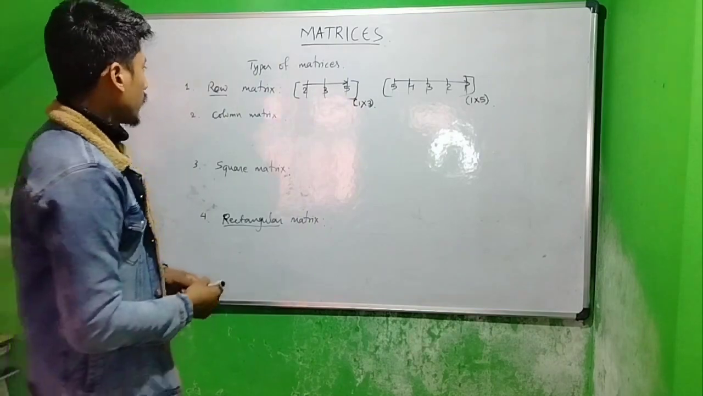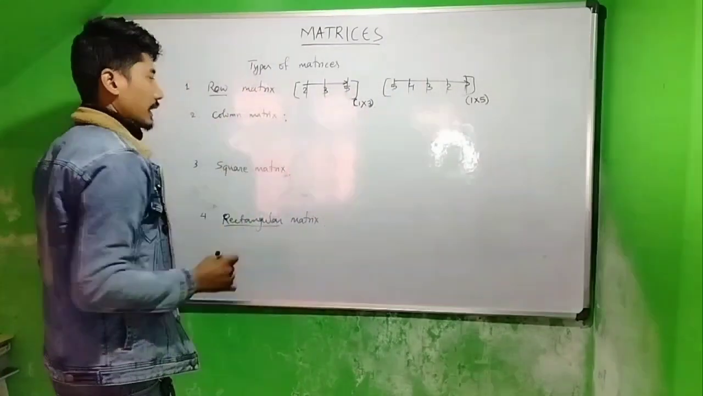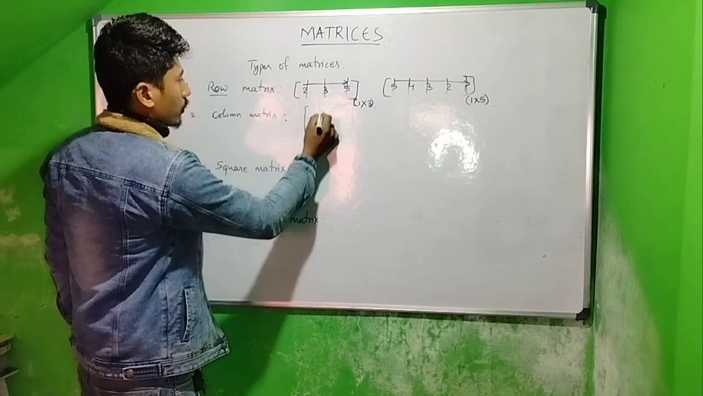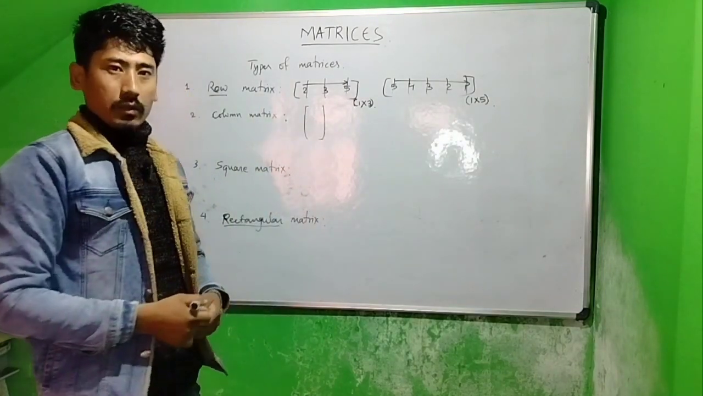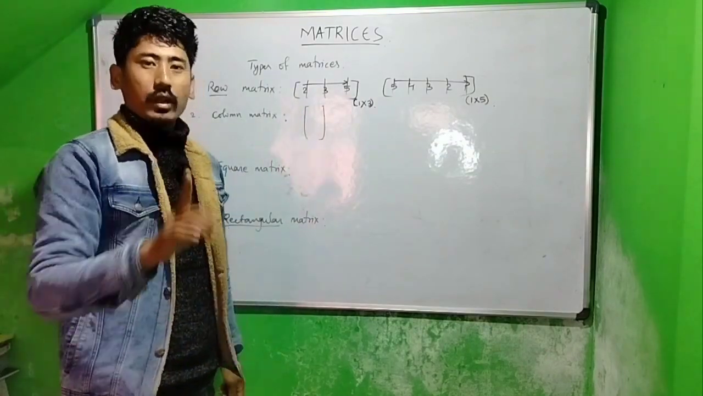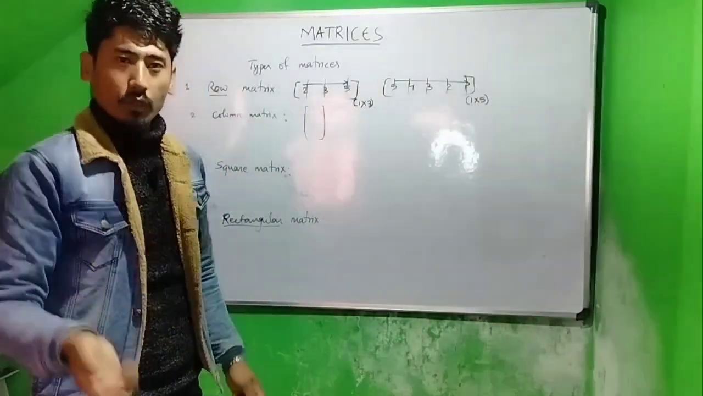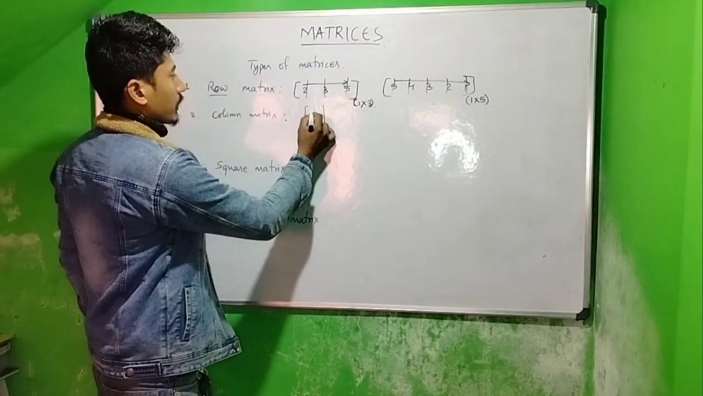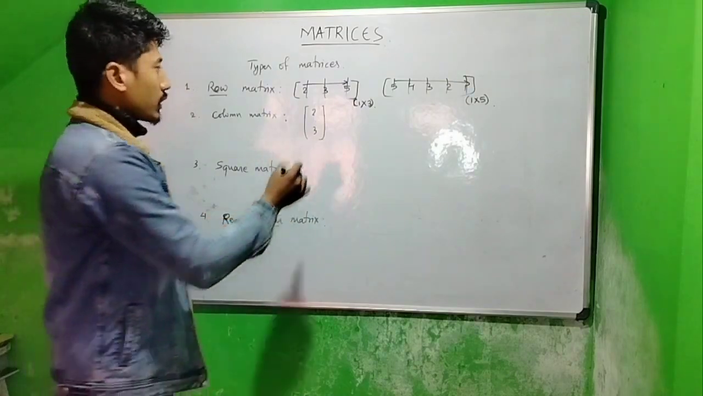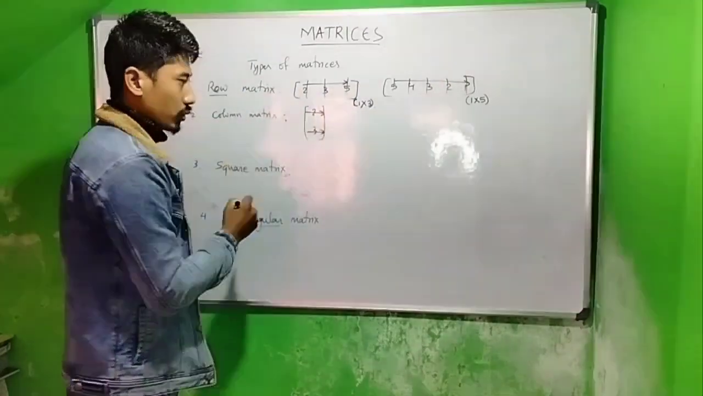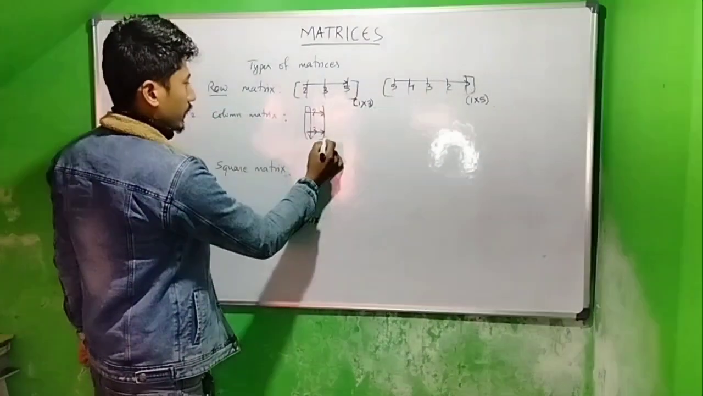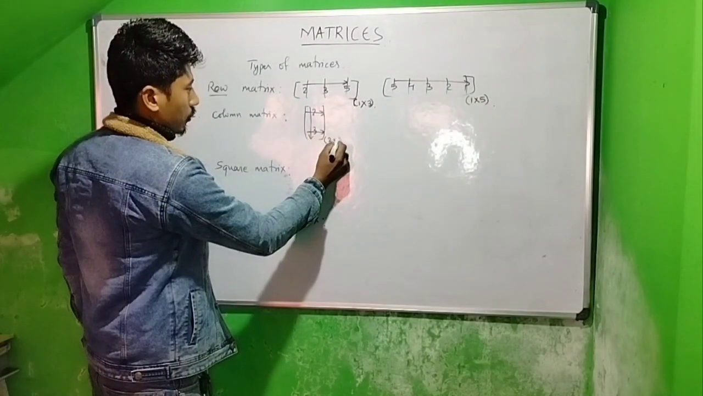That's it, it's easy. So let's go to the next type, that is column matrix. In a column matrix we have only one column, but this is like a vertical matrix. There is only one column, but it can have more than 2 rows. So let us take two elements in a column matrix. There are 2 rows, but only one column. It means that its order becomes 2 by 1.